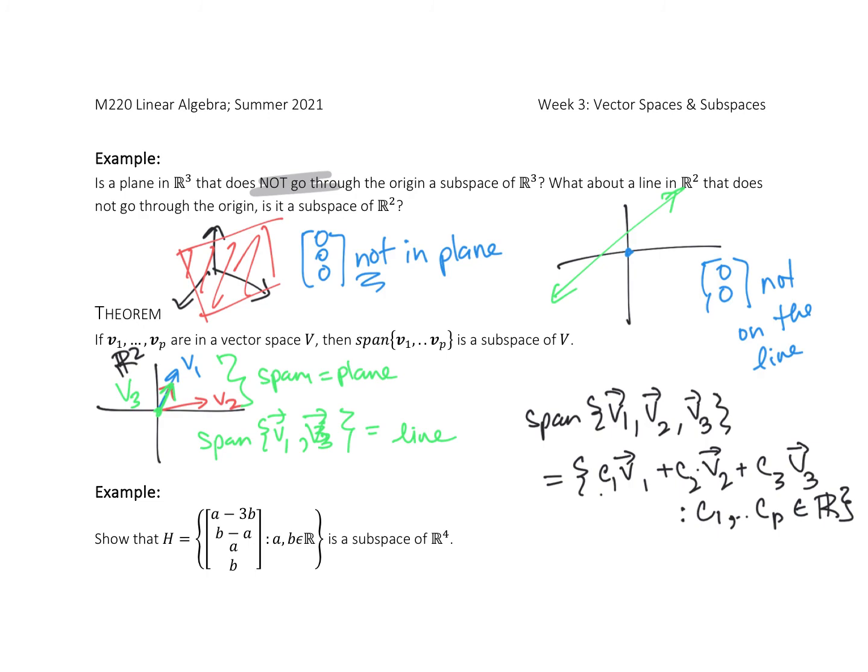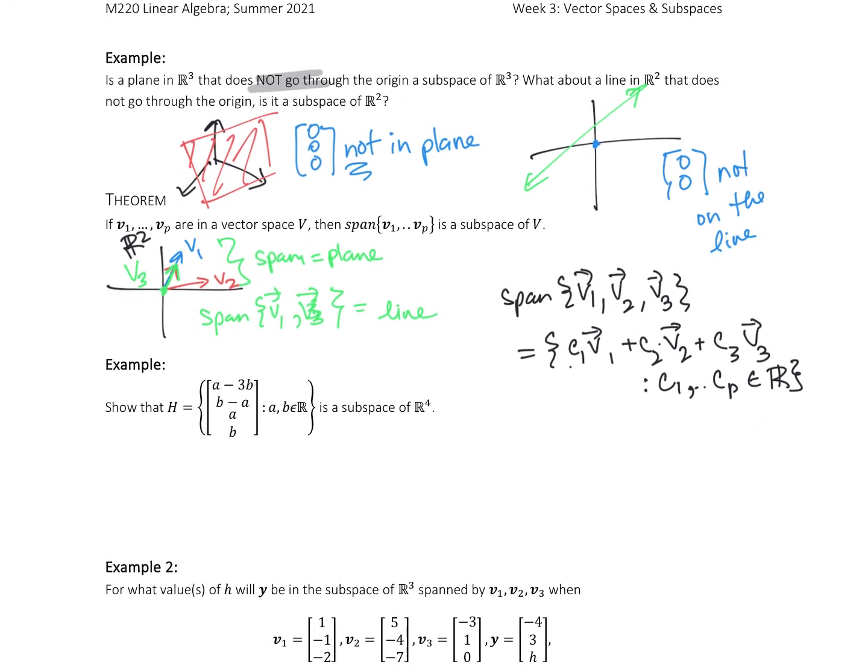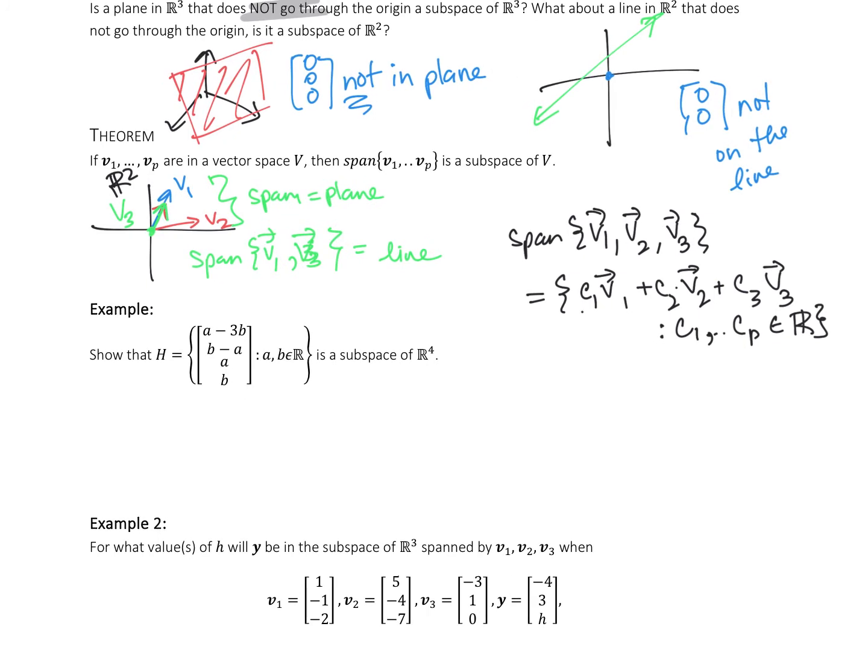Okay, we are getting close to being done with spaces and subspaces. So we want to show that this is a subspace of R4. So what I need to show is a couple of things. First, if I can show that I have the span, that's an element of R4, right?